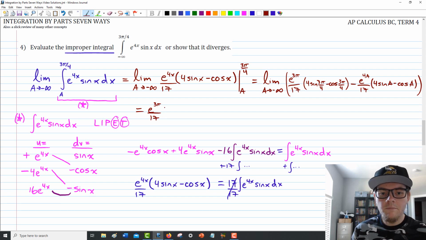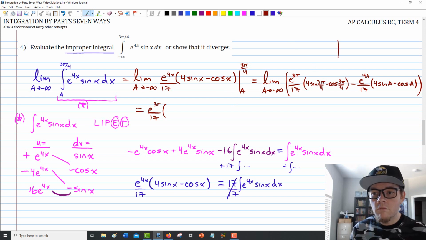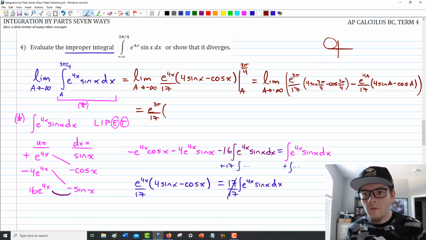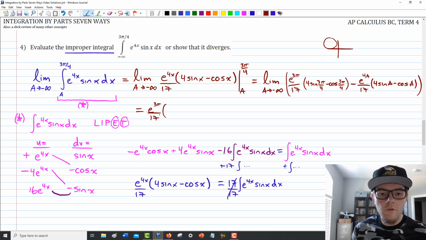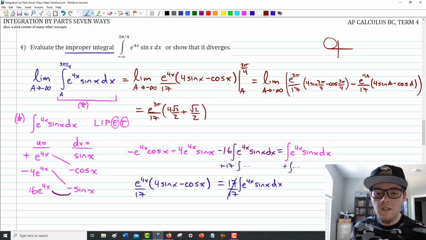What an awkward expression. 4 sine of 3 pi over 4. If you need to think about that, you can, but 3 pi over 4 is a 45-degree reference angle in quadrant 2. So sine's going to be positive root 2 over 2, which is going to give us 4 root 2 over 2. And then cosine of 3 pi over 4 is going to be negative root 2 over 2, which will make this plus root 2 over 2. And actually, it turns out nicely to have left that as 4 root 2 over 2. We can combine like terms really easy.